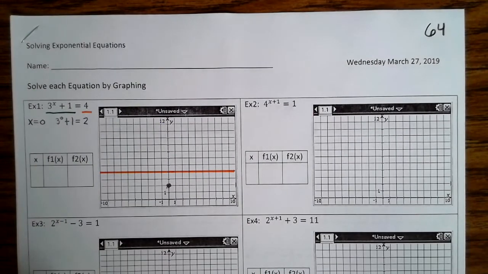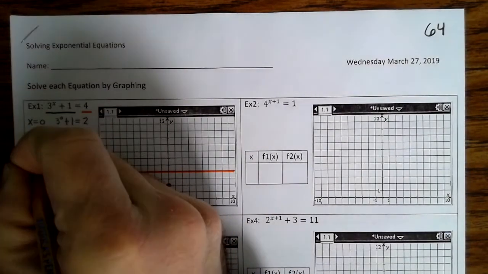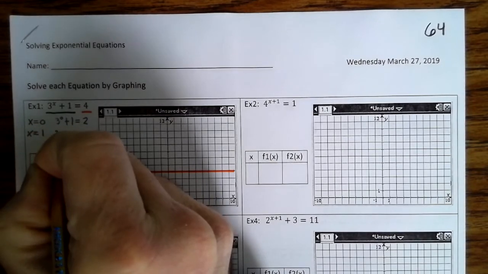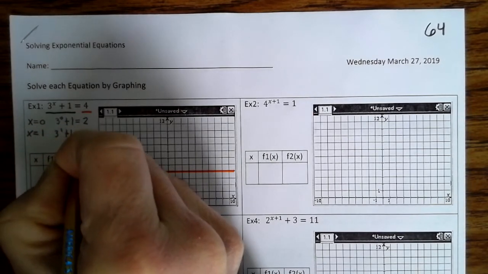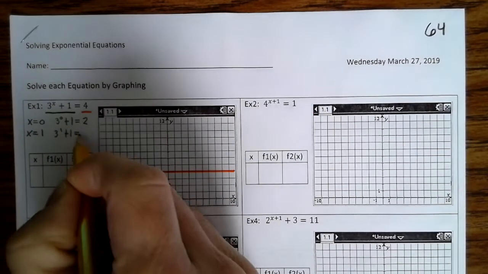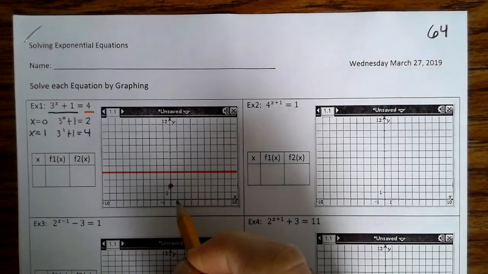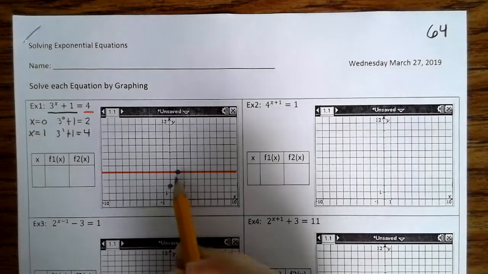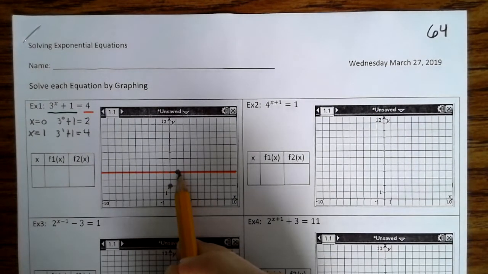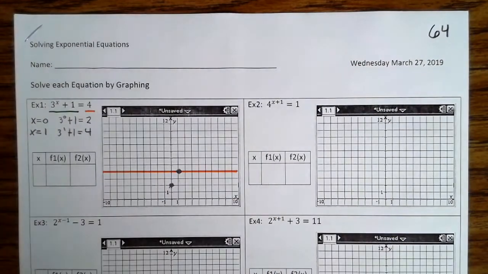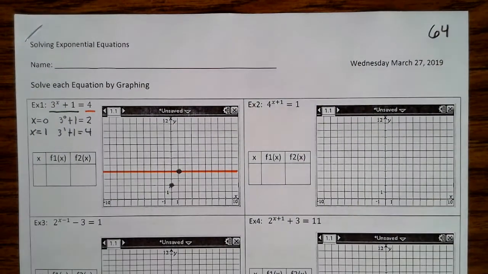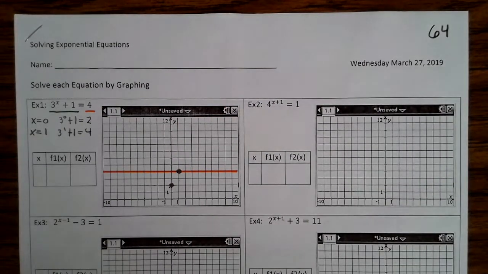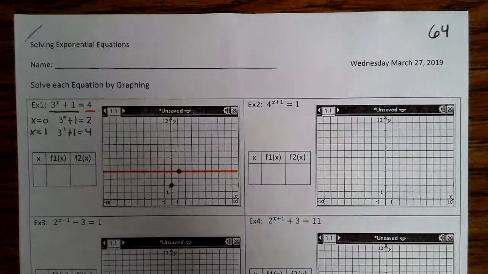Okay, and then let's try x equals 1. So 3 to the 1 plus 1. Well, 3 to the 1 is 3, plus 1 is 4. So next is 1, 4. You notice at that point, these graphs are going to intersect, so that's your solution. Now also, you notice that you have an asymptote, and that asymptote occurs at this number 1.